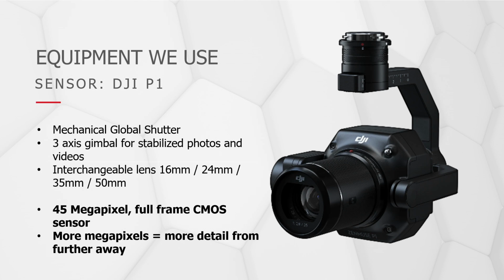The reason we chose this gimbal is because it packs a lot of punch for the money. It comes with a mechanical global shutter, so this prevents any digital artificial warping in your photos. Again, we want a clear snapshot of your structure. It also has a 3-axis gimbal for stabilized photos and videos, so this is going to offset any of that movement that you'll be doing when you're flying the drone.